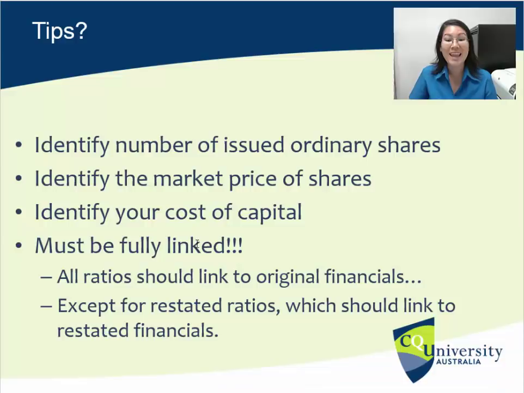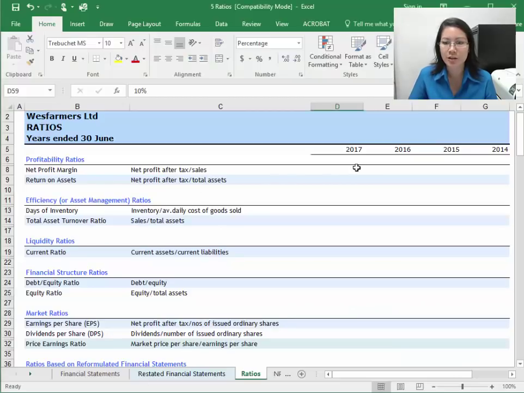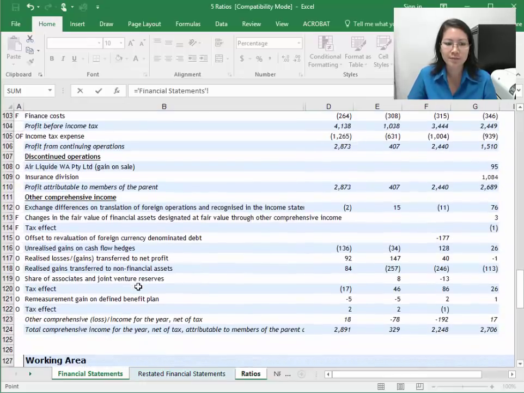Now we're going to link our ratios. So we're going to link all of our ratios to the original financials except for the bottom 6 restated ratios. And literally, this is the formula for the ratio, and I've explained what each of those ratios means in the previous part of this lecture. So net profit after tax equals, go to our original financial statements, find net profit after tax. So where's our, here we go, right down the bottom. I think that's the last one. Yes, for me. So I'm doing net profit after tax.